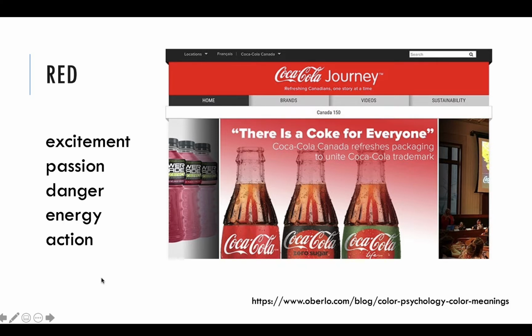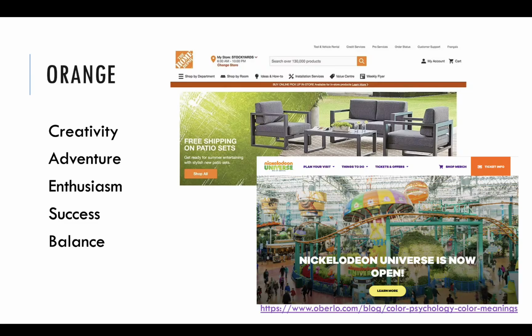But what consumer research is telling us is red is very often excited, passion, danger, or aggressive, energetic, action. So companies such as Coca-Cola, who want to be very bold, Target, etc., they want to have a strong color such as red. You'll see a lot of tech companies using red as well, and some banks. So then we go to orange. Orange is all about creativity, adventure, enthusiasm, success, balance.